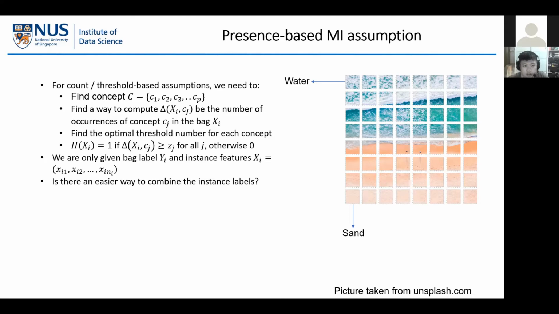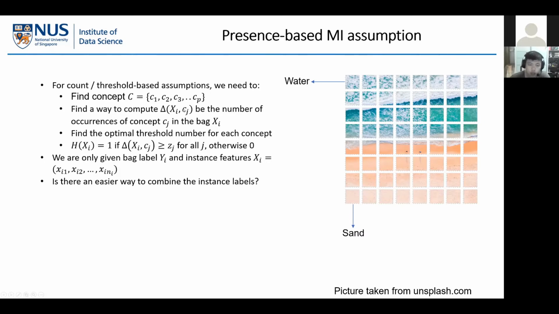So to summarize, for all these presence-based assumptions, what you want to do is first define a certain concept. Depending on your task, you want to classify. In this case, we are doing image classification. We want to classify whether an image is a picture of a beach or not. So we need to determine the relevant concepts. In this case, the relevant concepts will be the presence of water and the presence of sand.